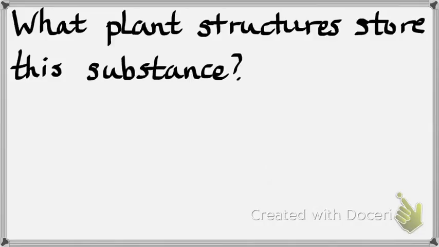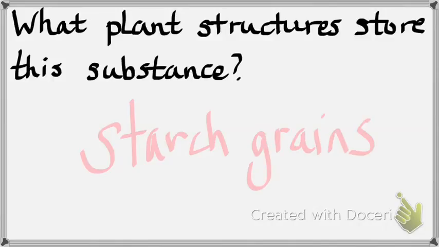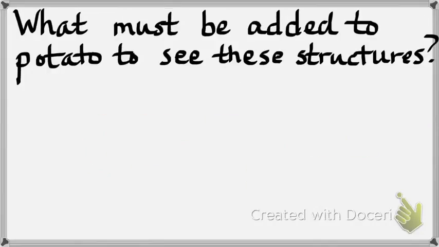What plant structures store starch? Such an easy question, people don't like it. They're called starch grains. Did you see starch grains under the microscope? We were making a wet mount of potato that day. What must be added to the potato to see starch grains? Okay, that was all question number 4.